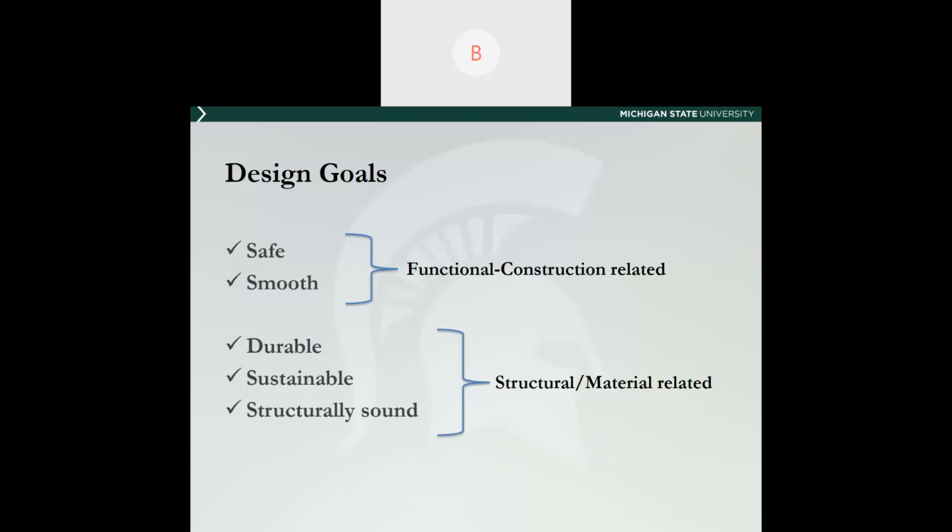So if you can minimize the repairs of a pavement, and the way you minimize the repair of a pavement is by making sure that the pavement is structurally sound. So a good pavement design should result in a safe, smooth pavement that is durable, sustainable, and structurally sound. So good construction practices and good engineering practices can generally deliver a safe, smooth, durable, sustainable, and structurally sound pavement. Doesn't matter whether it is a concrete pavement or whether it is an asphalt pavement.